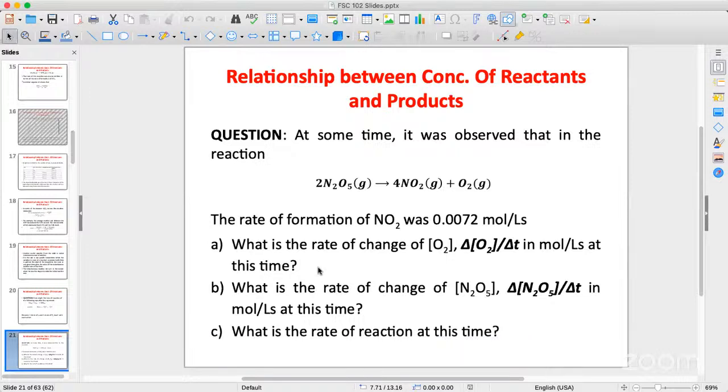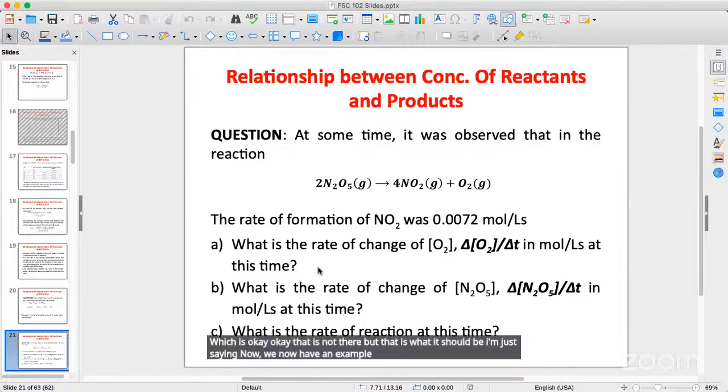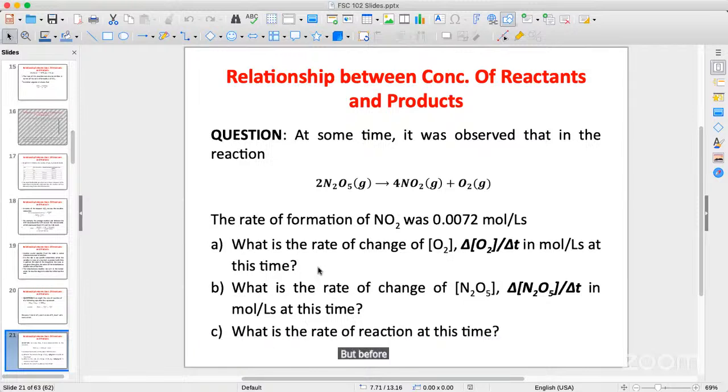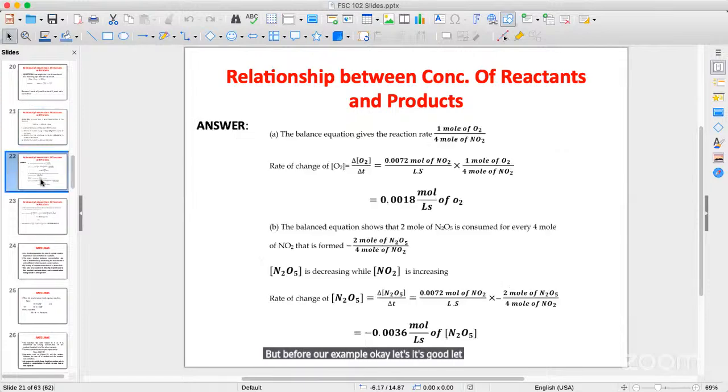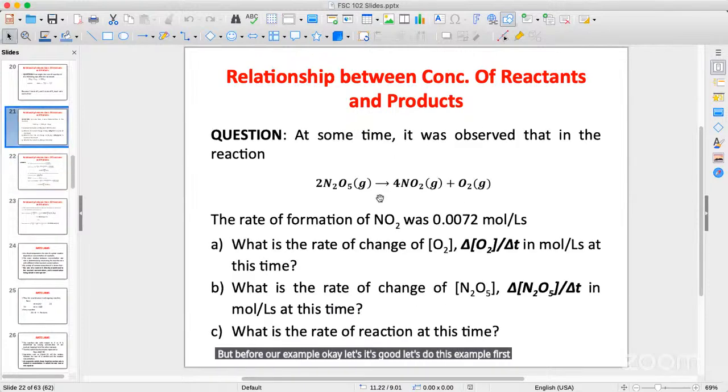Now, we have an example to deal with. But before our example, let's do this example first. Before I take your question, I'm asking myself, will I have enough time to, but let's do the example.